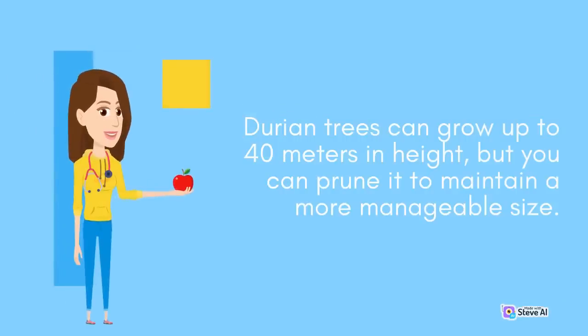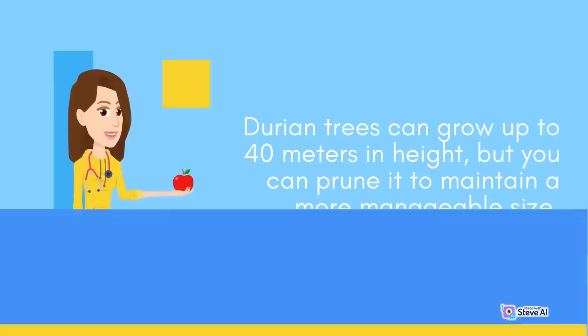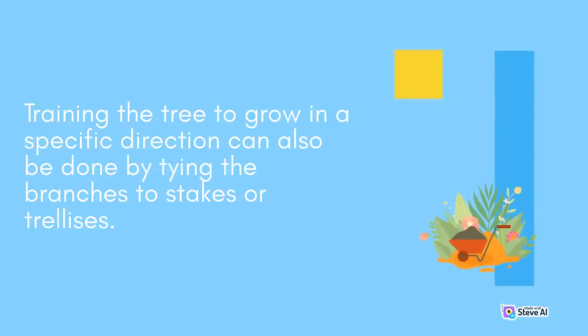Durian trees can grow up to 40 meters in height, but you can prune it to maintain a more manageable size. Training the tree to grow in a specific direction can also be done by tying the branches to stakes or trellises.